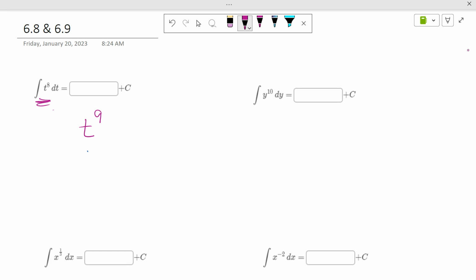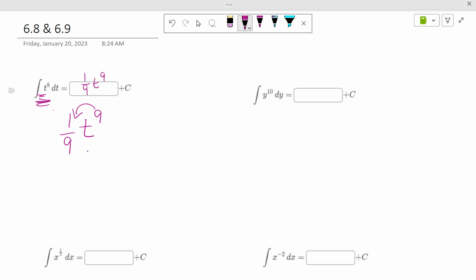with, over, or with a 1/9 in front of it. Because if you take this times this, that cancels to get a coefficient of 1. Correct? Okay, that's a big thing you have to understand, is the coefficient in front. So this would be 1/9 t to the 9th plus c. And you're going, what's plus c?